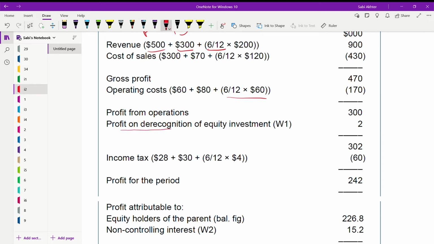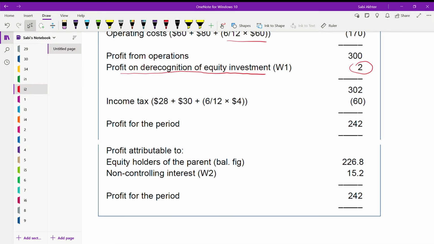Profit on derecognition of equity investment. Remember when you revalued that equity investment of 10% to the fair value, there was a gain. That gain is 2 million. That gain we have to take here. Okay, and the rest all remains the same. After this profit, you have to divide this among the equity holders and the NCI. NCI we calculated 15.2 already. So the balance goes to equity holders. Okay, now let us go to illustration 3.